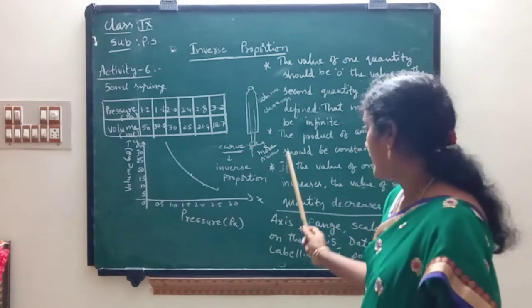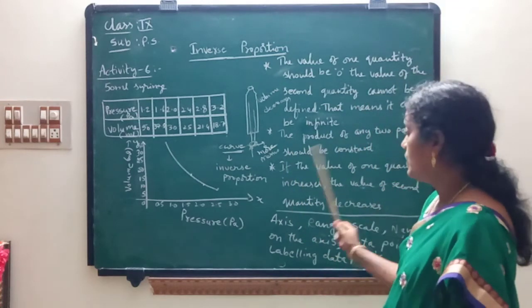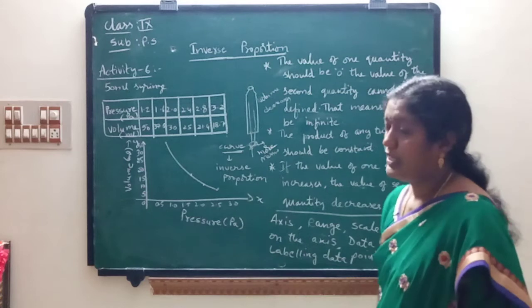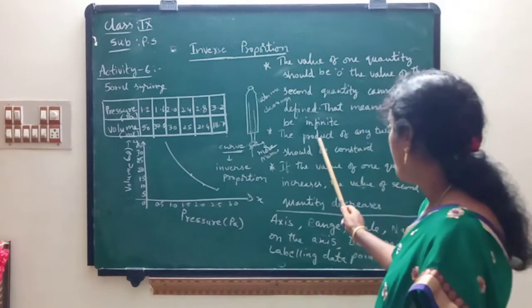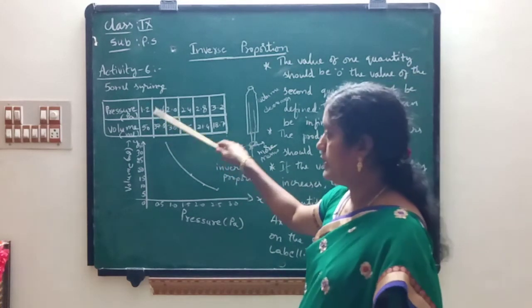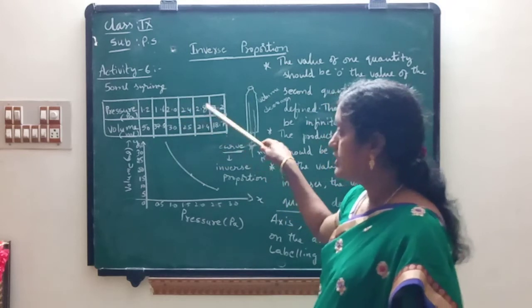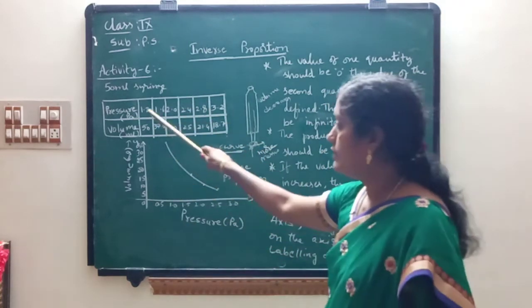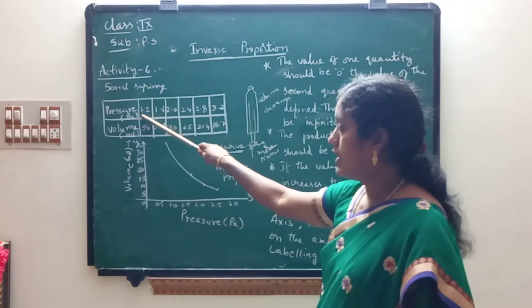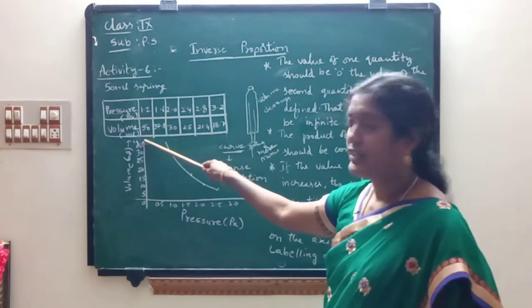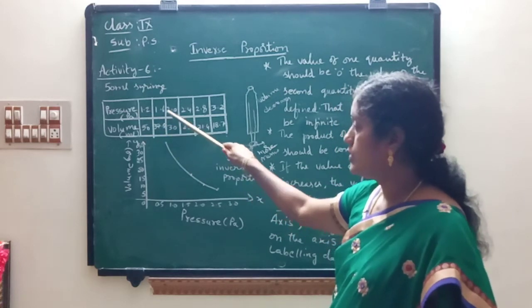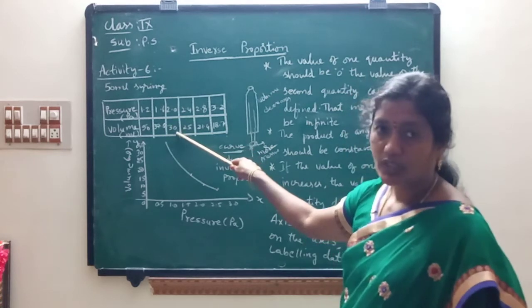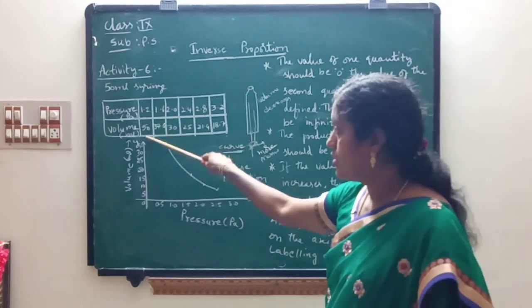Next, coming to the second point, the product of any two pairs should be constant. Product means multiplication. If you multiply these two quantities, then the answers are all the same. For the tables: 1.2 into 5 is 6, 2 into 3 is 6, 2.0 into 30 is 60. Okay children, 60. Like this is also 60.